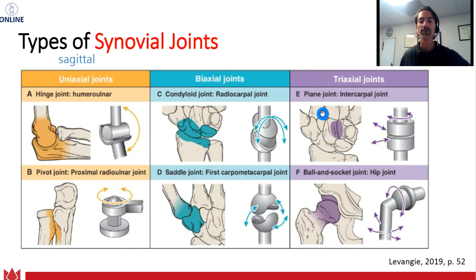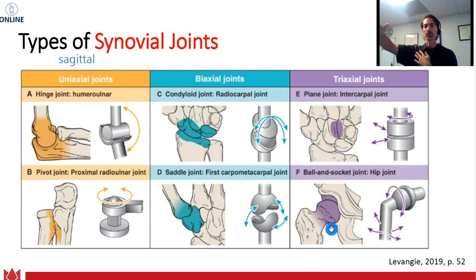So if I'm looking at the cuboids or the cuneiforms, there's going to be some plane joints. Very little movement is going to occur between those. They're stabilized heavily by ligamentous structures, but there's still movement that we can manipulate and perform, and these bones can sometimes dislocate. So the lunate can commonly dislocate with a fall on an outstretched hand, rapid compression there. But most people think of triaxial as having 3 degrees of freedom.